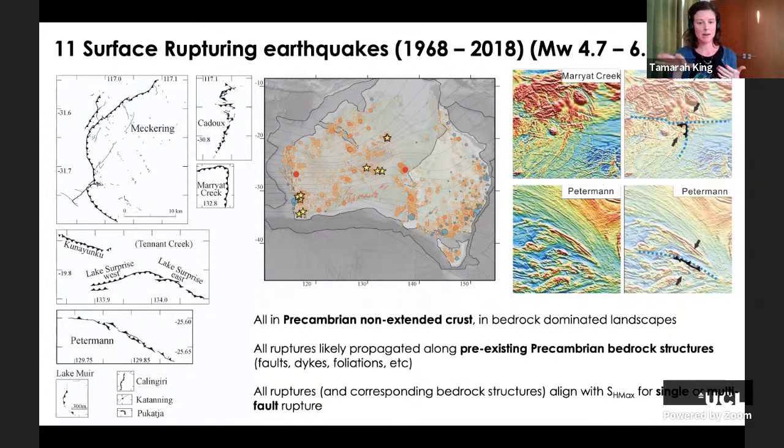So in the case of Marryat Creek and Petermann there, those earthquakes were hosted on pre-existing bedrock structures, and we build that case for every single surface rupture. And those occur in single or multi-fault ruptures. I'll go to the next slide, please.